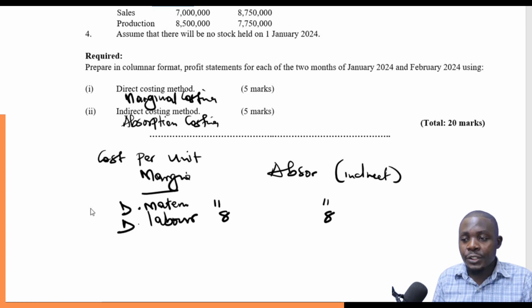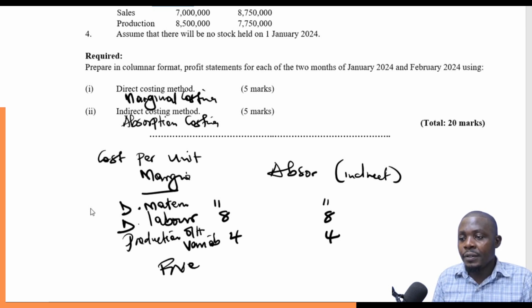We have production overhead, but you're only picking here. We have variable, variable, it is 4. The same applies there, 4. Then we have the fixed. Only the absorption takes the cost at the full cost, which we are going to have 3.